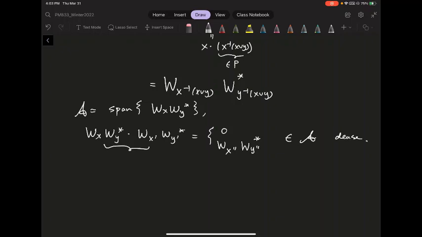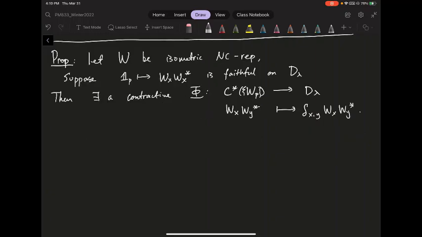We now have a pretty good description of what this semigroup C-star algebra is. Here, W can be any covariant representation, so it's still true if you just take the universal one or the reduced one. Now we introduce a very useful technique called the faithful conditional expectation.